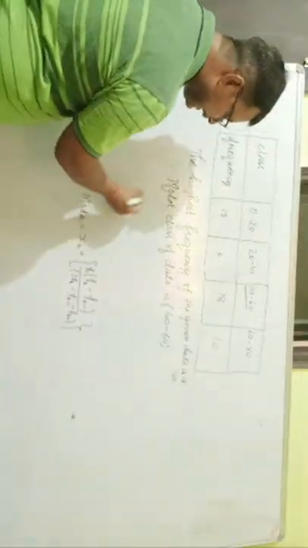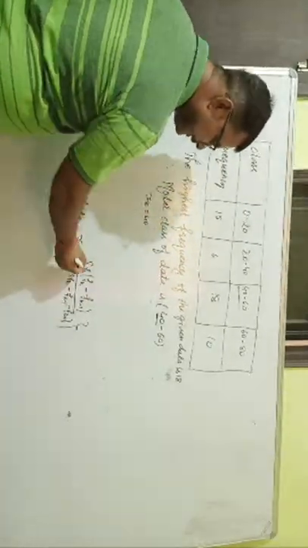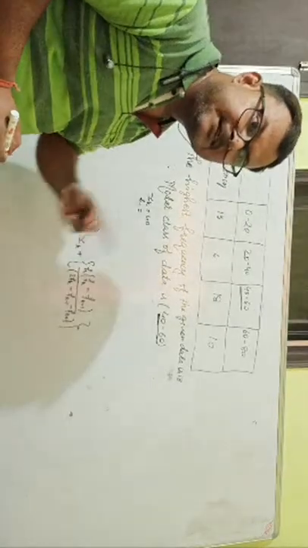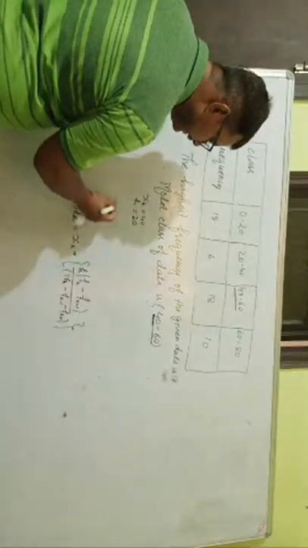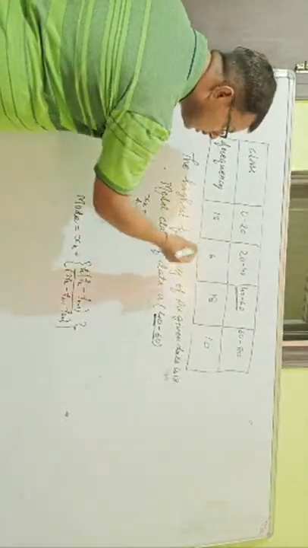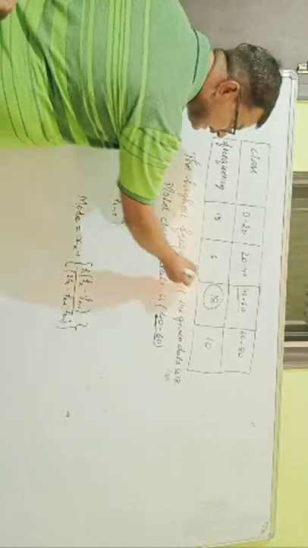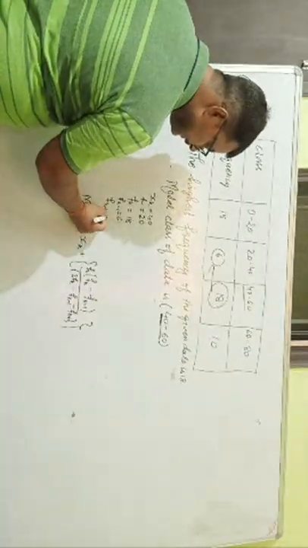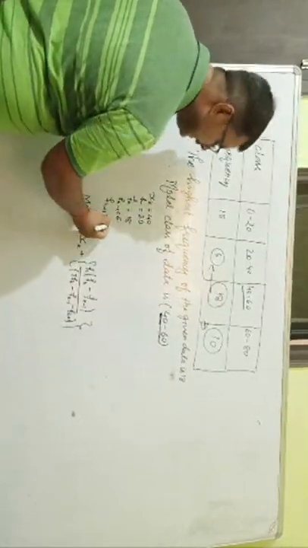The first thing here you have to write is xk. So what is xk? The lower limit of the modal class is known as xk. What is h? h is the class size. You observe here, upper limit minus lower limit gives us the class size, meaning 20. Class mark also, remember it. Class mark means lower limit plus upper limit upon 2. Here, fk means frequency of the modal class, and 18 is given. fk-1 means the frequency of the class just preceding the modal class. fk+1, the frequency of the successive class of the modal class, is 10.